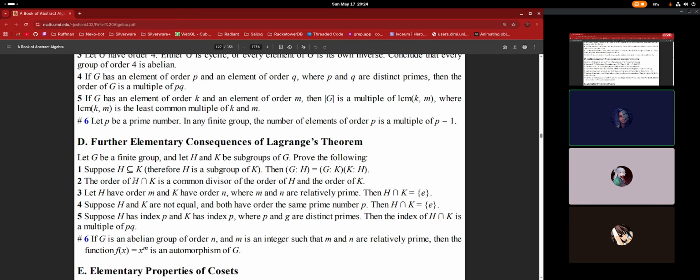The order of the intersection of H and K is a common divisor of the order of H and the order of K. Wait, so you have two subgroups. There's no relationship between them in this case. And you have two subgroups, and you were asking about the order of the intersection. And it is a common divisor of the order of H and the order of K.